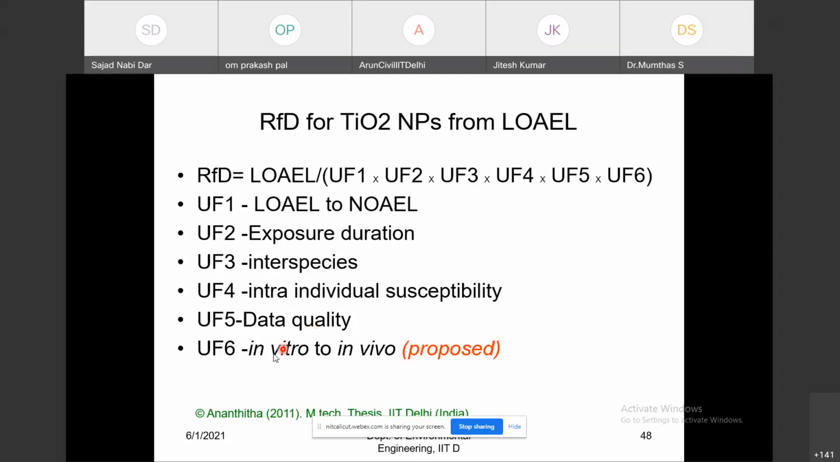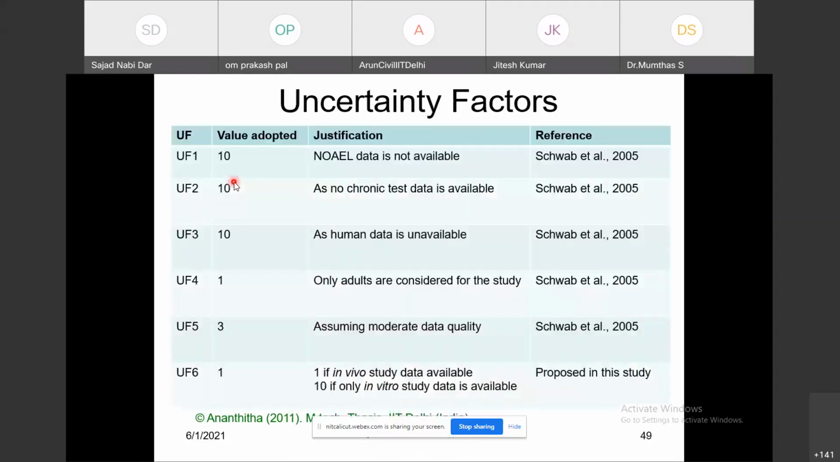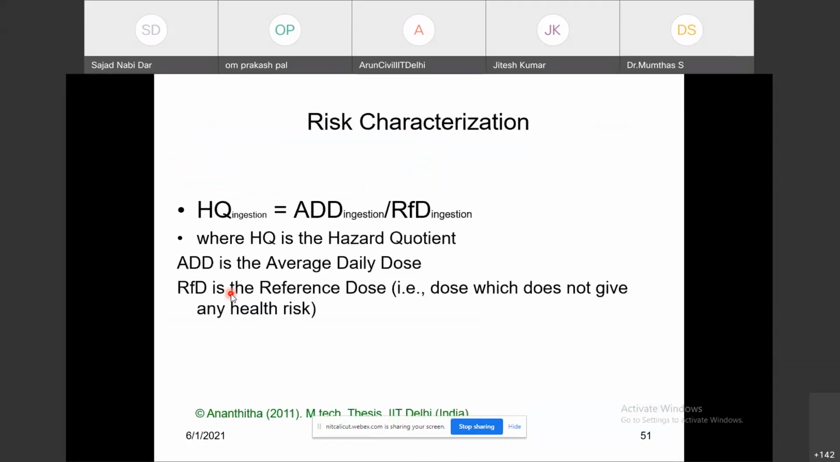When Ananda, our first MTech student, was doing this, we were trying to see the in vitro to in vivo. Now much work has been done, so probably now we can have a more quantitative idea here. But this is from 2011, when we were thinking that we should have an uncertainty factor for in vitro to in vivo conversion. So we apply these five uncertainty factors, and taking the LOAEL data from the rat study, we can get the reference dose for human beings. Obviously we can give some values to these uncertainty factors, and once we have the answer, we will get the RfD for human beings.